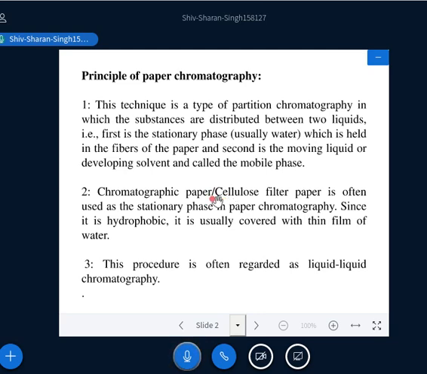So this is a type of partition chromatography, and it is also adsorption chromatography. This procedure is also known as liquid chromatography. Why? Because the stationary phase is also a liquid, like water, and the mobile phase is also a liquid, for example organic solvents.